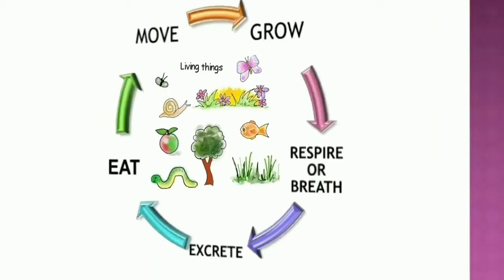So now let's learn in the next slide. Here we can see all living things can move, grow, breathe, excrete, and eat. So living things can eat, move, grow, breathe, and excrete. So here we can see all living things can move, breathe, eat, and also excrete. So it is a cycle of living things.